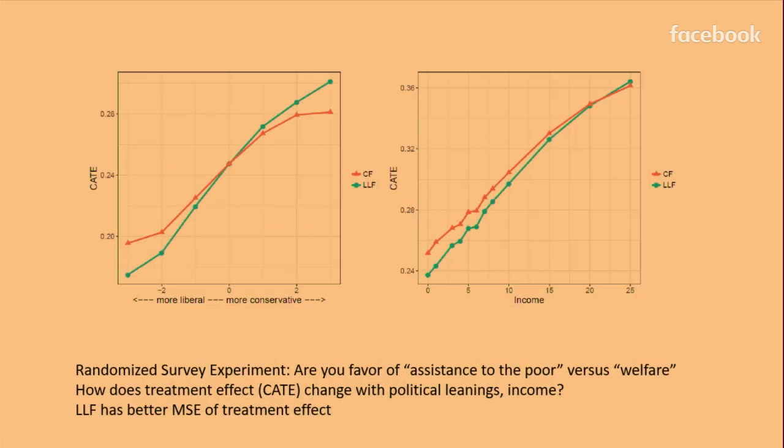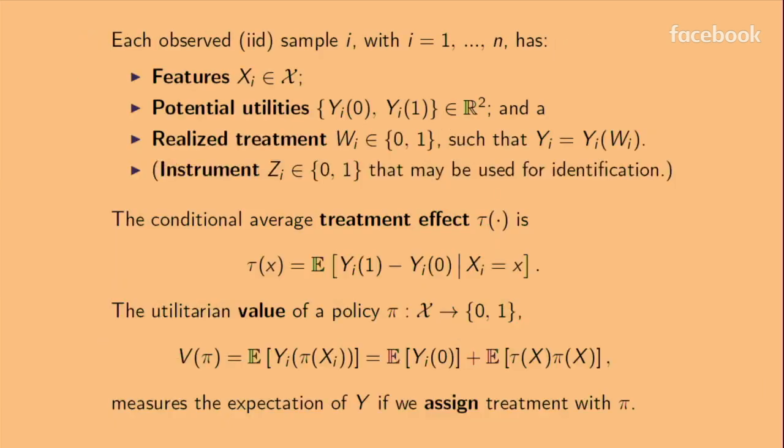We looked at this randomized survey experiment done by the government, the big social survey that's done every year. And for a period of years, they randomized asking people one of two questions. Some people were asked whether they wanted to provide assistance to the poor, while other people were asked whether they liked welfare. Now, those are actually the same thing. But people in the U.S. don't like the word welfare. It's been poorly branded by conservatives. So if you look here, we see that the treatment effect is actually much higher for conservatives than liberals, and for rich people than for poor people. But the normal causal forest kind of flattens things out near the boundaries, while the local linear forest makes things smooth.